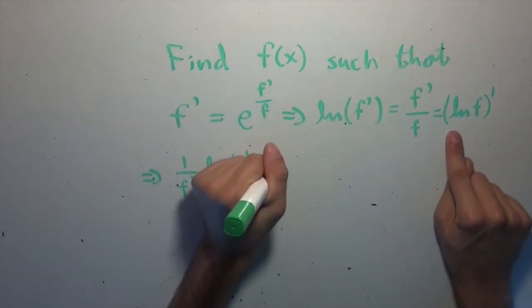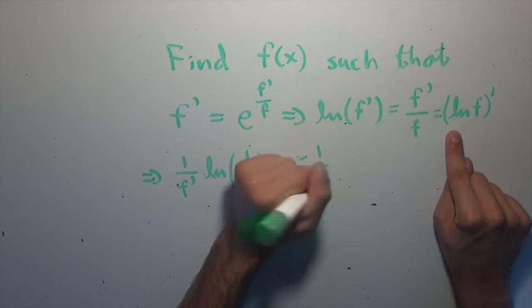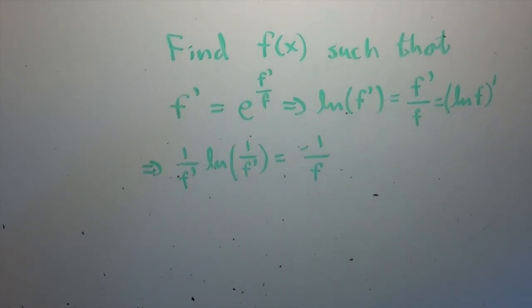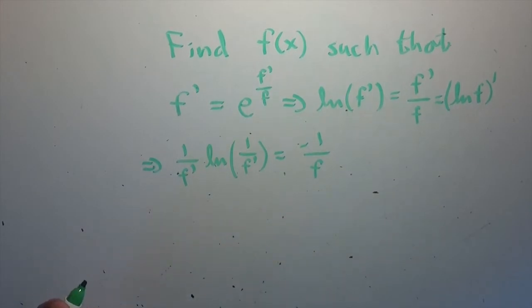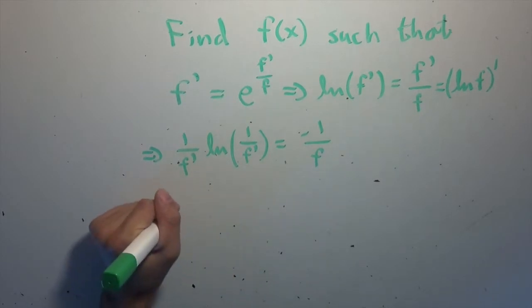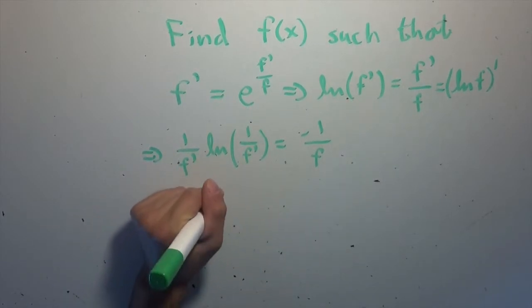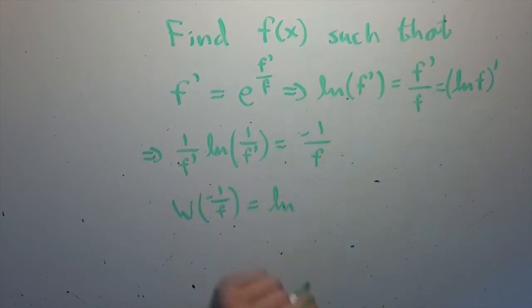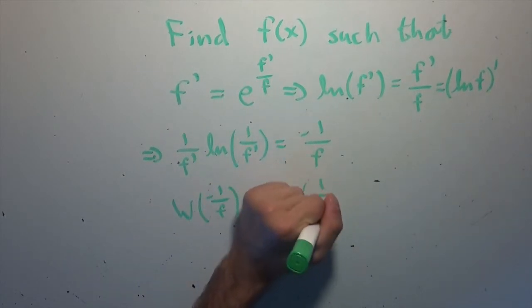So on the right side, I'm going to get -1 over f. Right? This 1 over f stayed, and then we're multiplying by -1. And now I can apply the w function to both sides, and I'm just going to get log of 1 over f prime. So I apply the w function to both sides. I get w of -1 over f is equal to log of 1 over f prime.